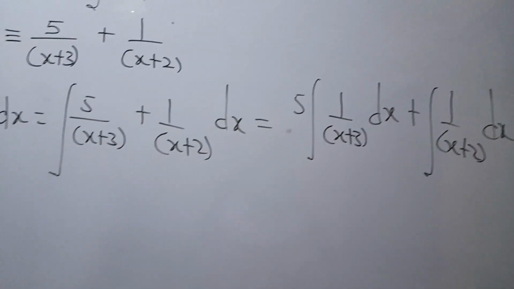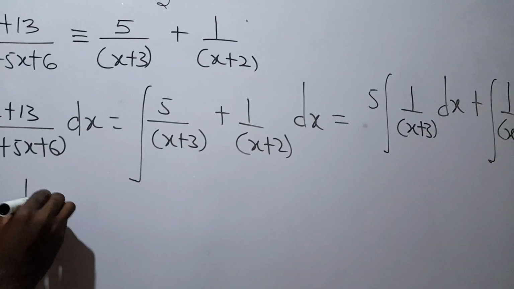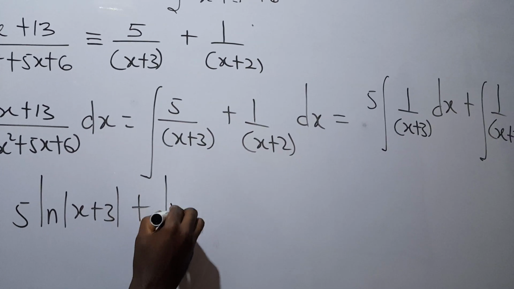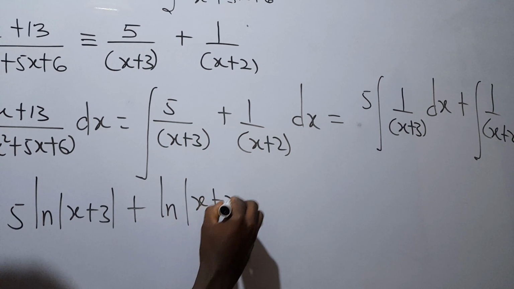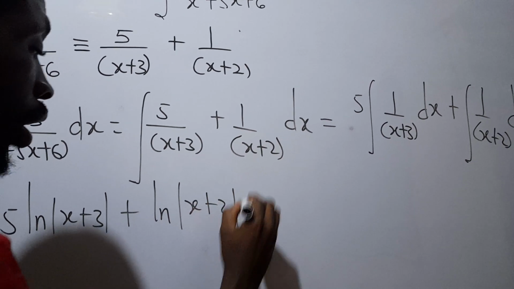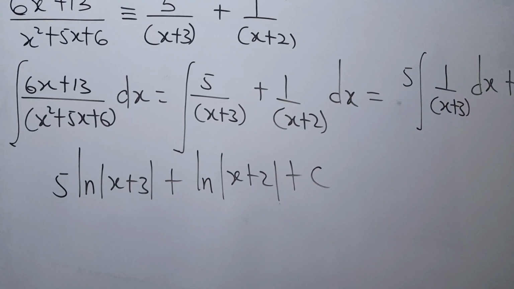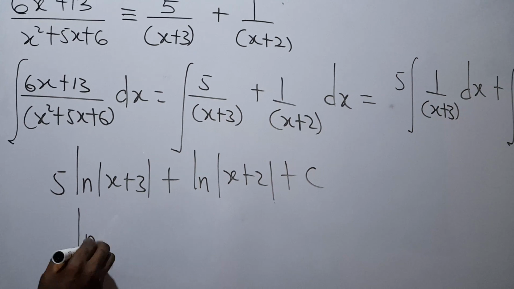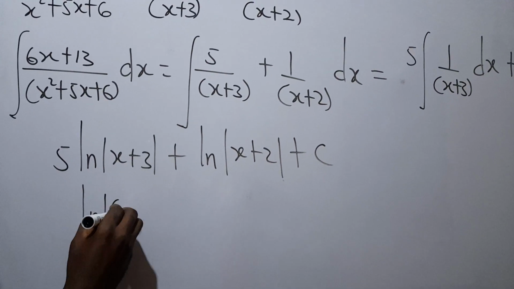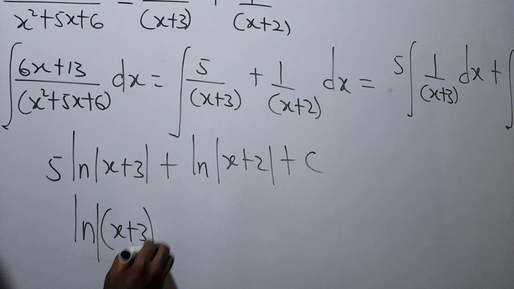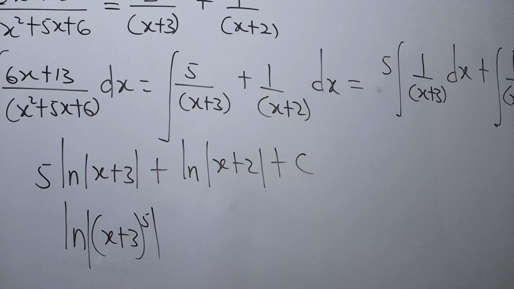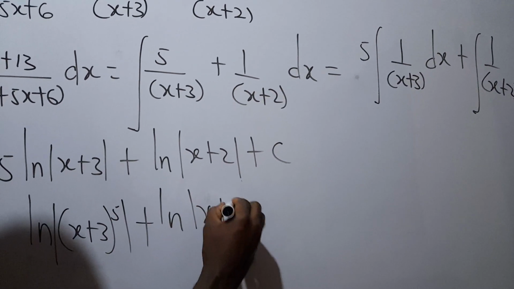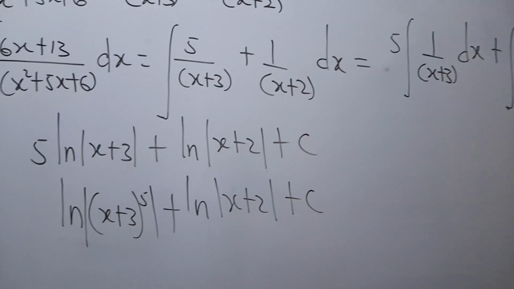So we can say the integration of that will be 5 ln absolute value of x plus 3, then plus ln absolute value of x plus 2, then plus our constant of integration. Now remember, in log, you can rewrite this as ln absolute value of x plus 3 exponent 5, plus ln absolute value of x plus 2, then plus our constant.